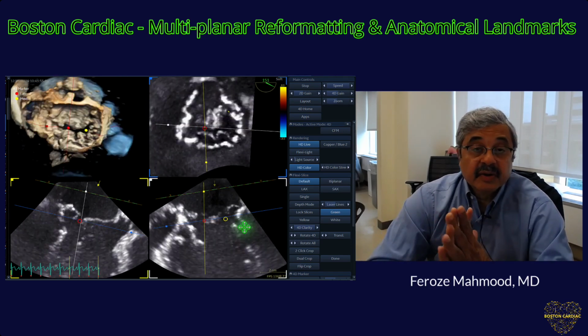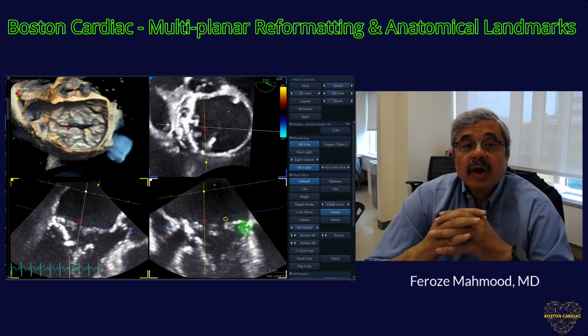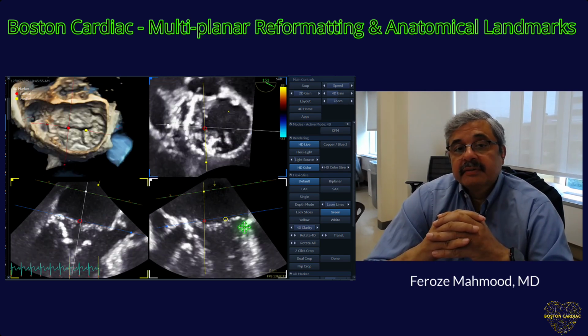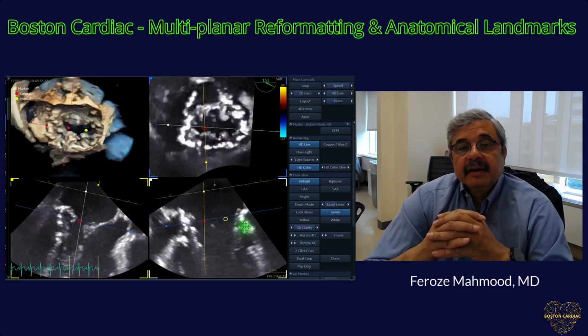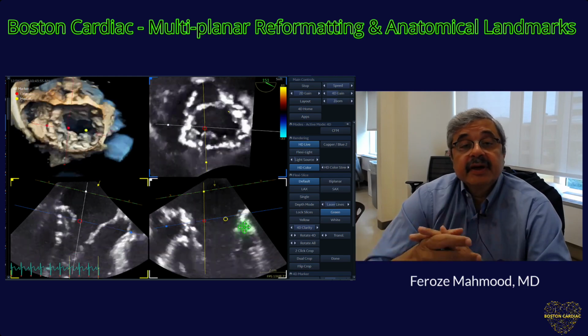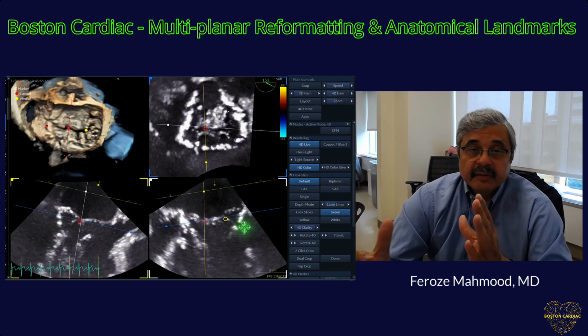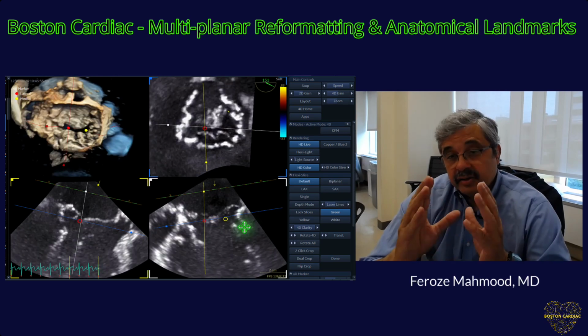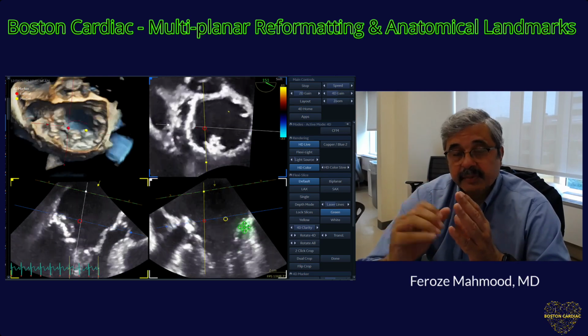regurgitant orifice area. So I personally think that this is one of the best ways of identifying the effective regurgitant orifice areas. It enhances and facilitates communication, and rather than going left or right, you can be very specific in your guidance, and they can know exactly the target zone or where to deploy the clip.